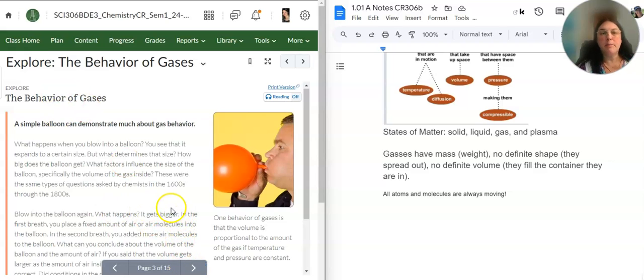Next slide. A simple balloon can demonstrate much about gas behavior. So let's look at the picture first. One behavior of gases is that the volume is proportional to the amount of gas if temperature and pressure are constant. It's not that bad. It's just saying how much space a gas takes up depends on the temperature.